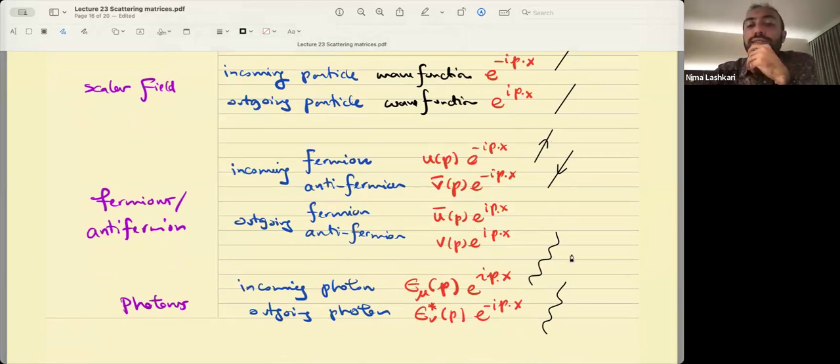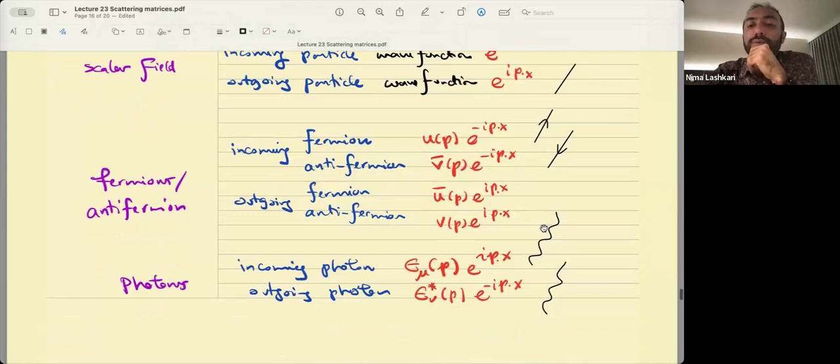Then for photons, it's similar. We draw them with wiggly lines, the incoming photons. Oh, I think I messed up. This has a minus sign. And then the outgoing one has a plus.